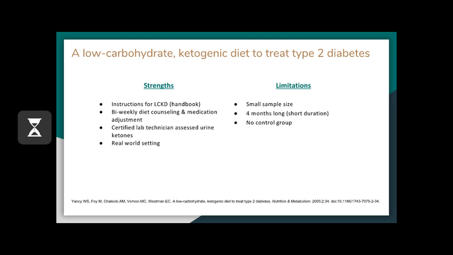Listed here are some of the strengths and limitations. Some of the limitations were that there was a small sample size, it was a short duration that only lasted 4 months, and there was no control group. Strengths listed here were just that it was in a real-world setting, so the patients bought all of their own food and prepared it at home, and they were given that biweekly counseling and medication adjustment just to ensure that their health was not compromised during the trial.